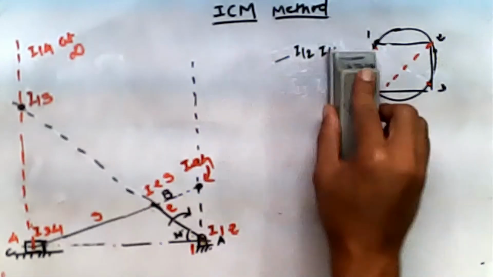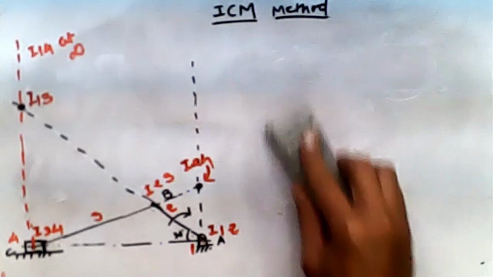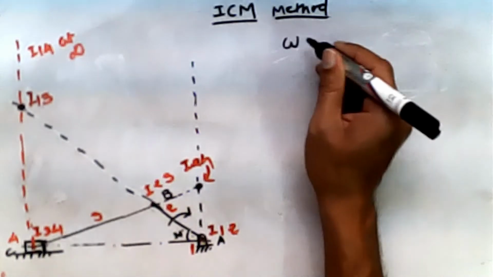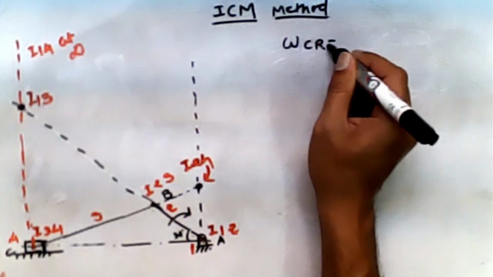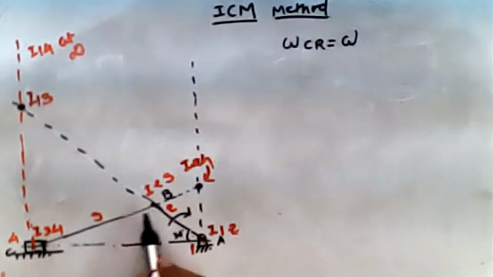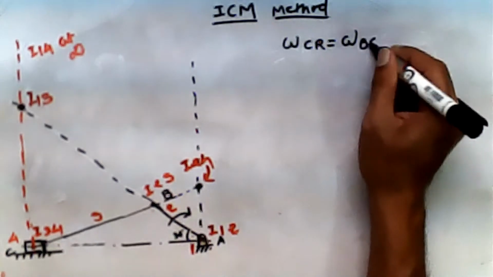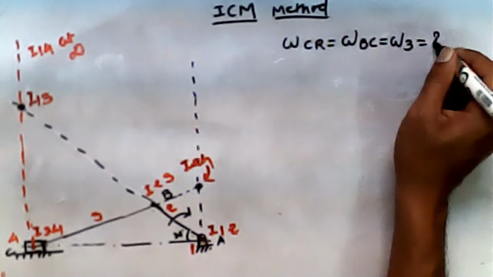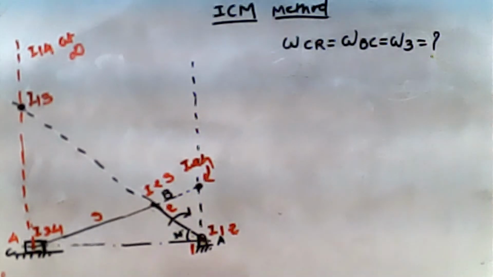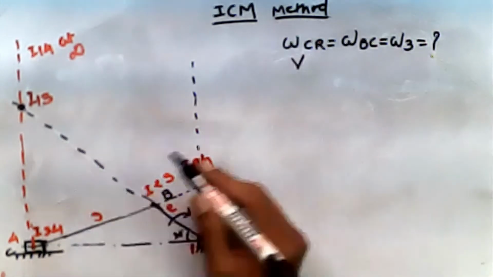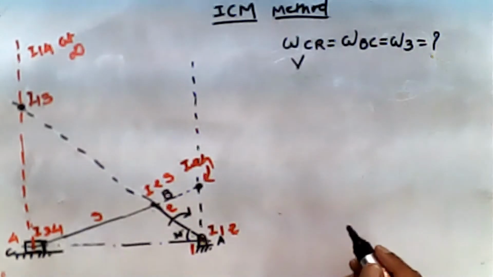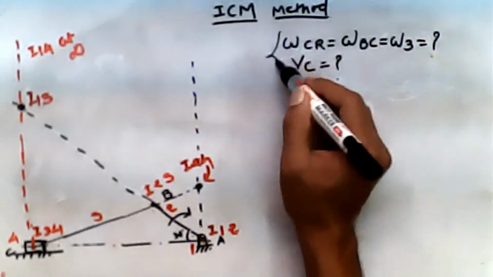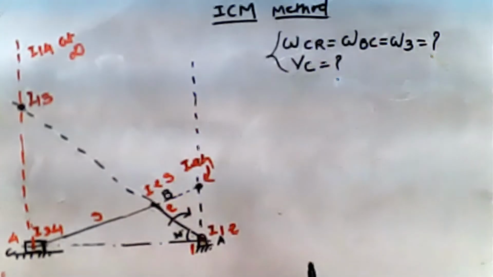Now let's get back to the problem. The question is, determine the angular velocity of connecting rod. The connecting rod is your link BC, and that is your link number 3, so I can write it as omega 3. I need to determine it. Similarly, what is the velocity of this piston? The piston is denoted as C, so I need to determine the velocity of this piston using the ICM method.